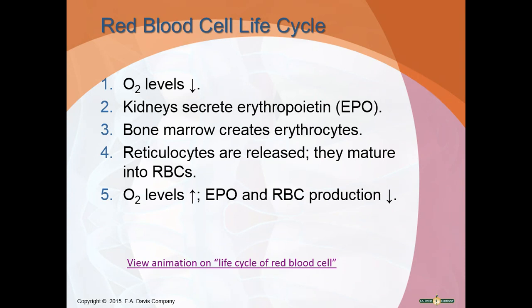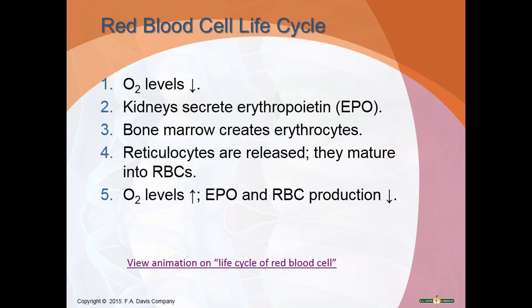Number 1, oxygen levels decrease. The oxygen levels decline as damaged red blood cells are removed from circulation. Number 2, kidneys detect decreasing oxygen levels, and they secrete a hormone called EPO, or erythropoietin. The EPO stimulates red bone marrow to create new erythrocytes. Immature erythrocytes, called reticulocytes, are released into circulation. After 1 to 2 days, a reticulocyte becomes a mature erythrocyte. The increased number of red blood cells causes oxygen levels to increase.